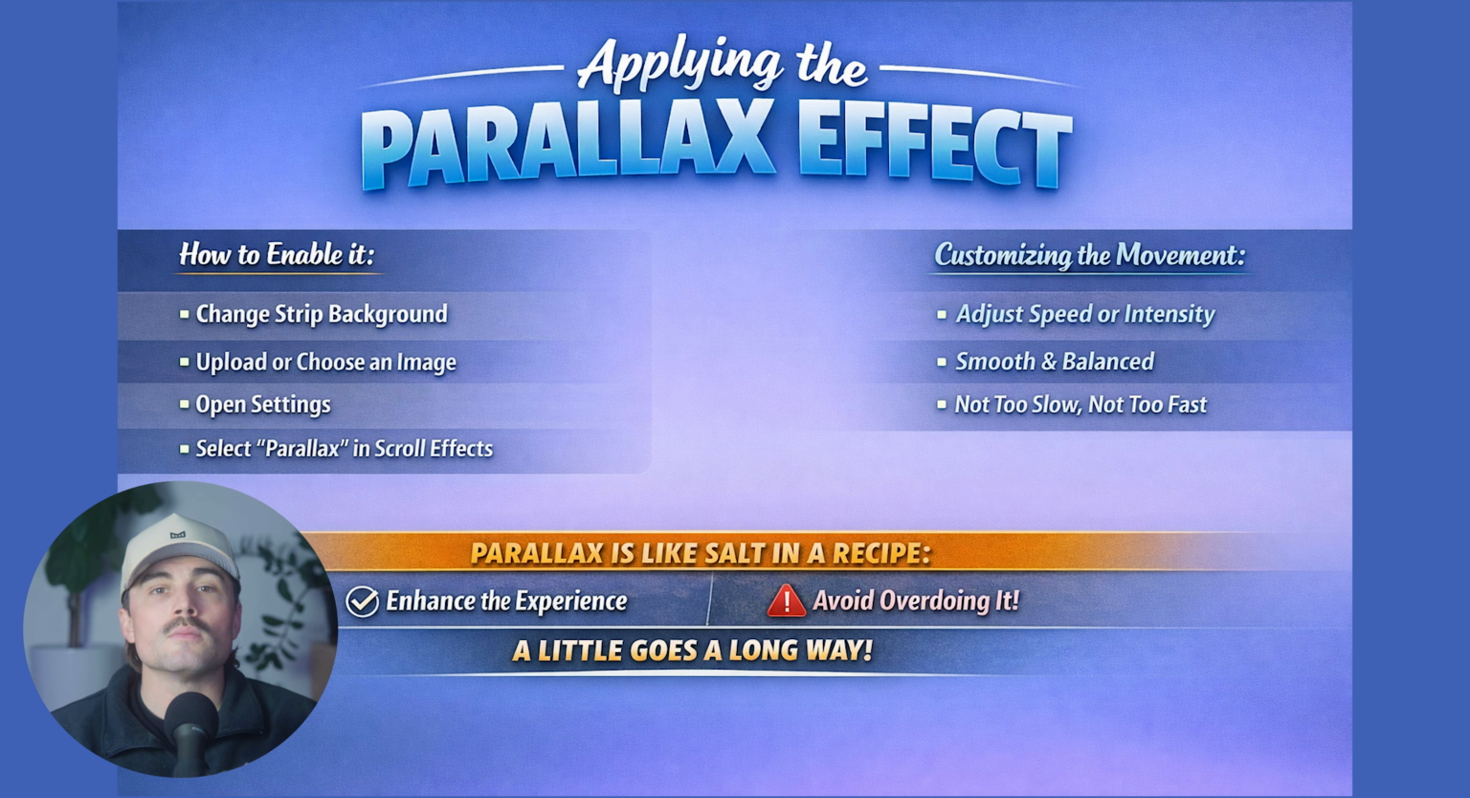So, customizing the parallax movement. Some templates give you options for speed or intensity. If yours does, you can play around with it. You want the effect to feel smooth, not jittery or distracting. A good setting is something in the middle, not too slow, not too fast. Think of parallax like salt in a recipe. A little enhances everything, too much makes the dish weird.